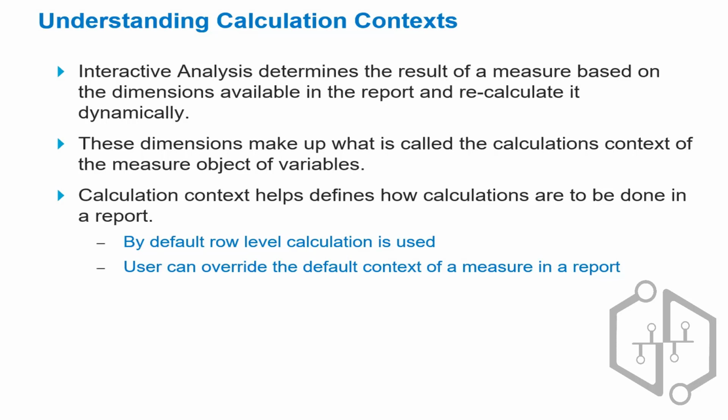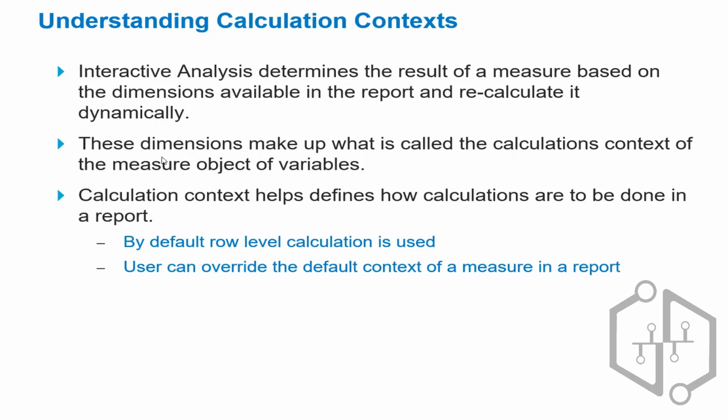But if we want to change that behavior, say we add only year, state, and sales revenue, and we want one column which shows quarter-wise sales revenue, and we don't have quarter in the table, we can achieve that using calculation context. We can create some variables using formulas. These dimensions make up what is called the calculation context of the measure object or variable.